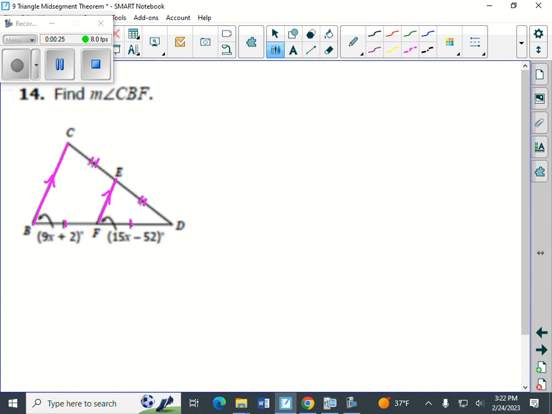And what we notice in this is that 9x plus 2 is here, and 15x minus 52 is there, and this is our transversal. Two parallel lines cut by a transversal. Corresponding angles are congruent. So we can take 9x plus 2 and set that equal to 15x minus 52. And then we're going to solve, and solve the way your algebra 1 teacher taught you.